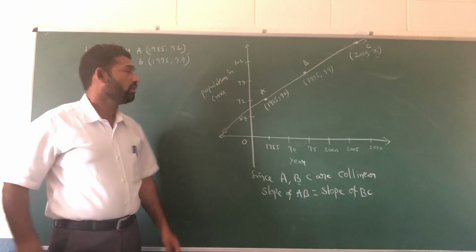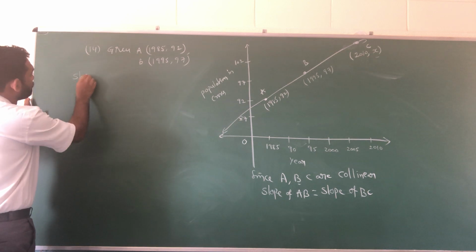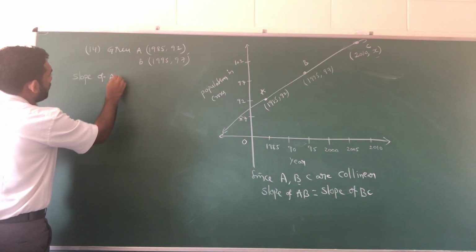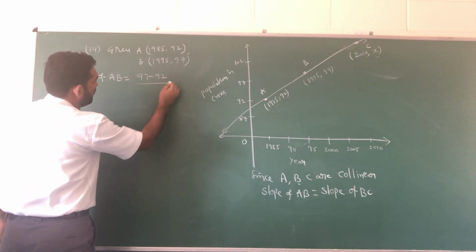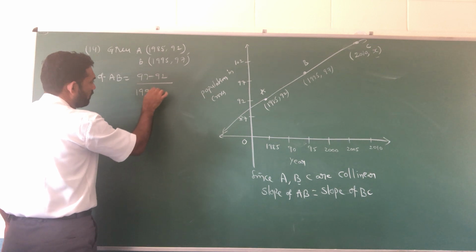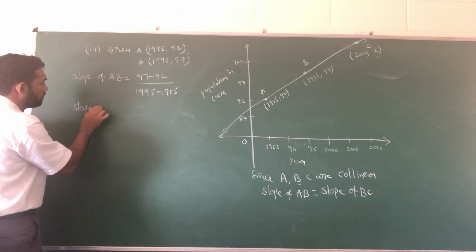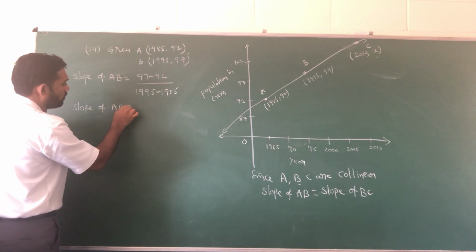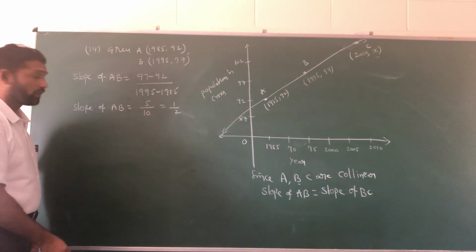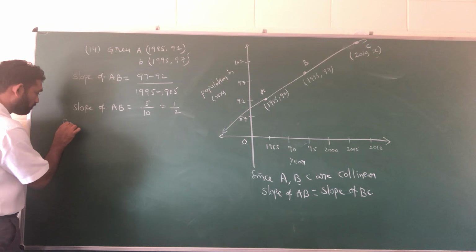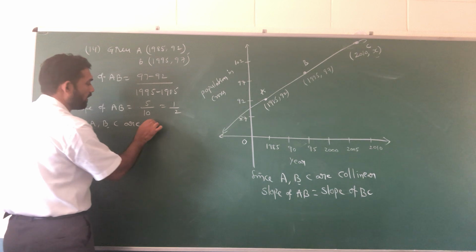Now start the solution. Given points A, B, first they are asking the slope of AB. Slope of AB is equal to 97 minus 92 divided by 1995 minus 1985. So this is 5 divided by 10, which simplifies to 1 by 2.